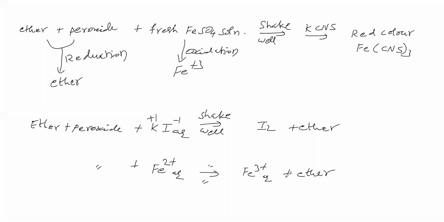How to separate them? Ether and aqueous solution of ferric do not mix with each other. They will form separate layers. Therefore, separate layers we can separate easily. So we got ether. In this method, we can convert peroxide into ether. This ether we can use for whatever the case required.